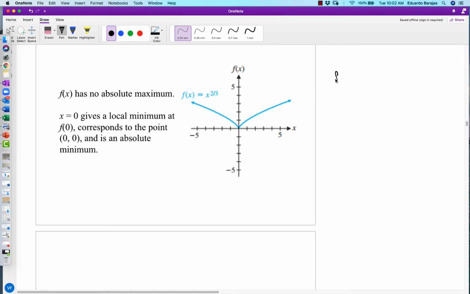So f of 0 equals 0 to the 2/3 power. And remember, this is the same as the cube root of 0 squared. 0 squared is 0, no problem there. And the cube root of 0 is fine, that's just 0. So we do get the ordered pair 0, 0, and it is a valid point in our graph. And from the picture, we can see that 0, 0 is a local minimum. So if we put a little... Here, let me zoom into here a little more.